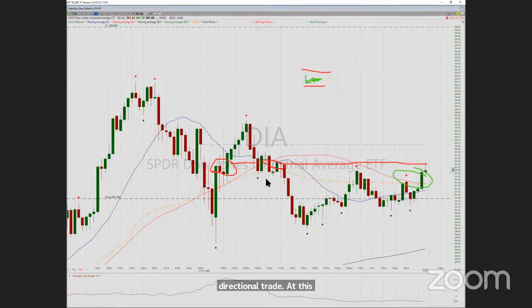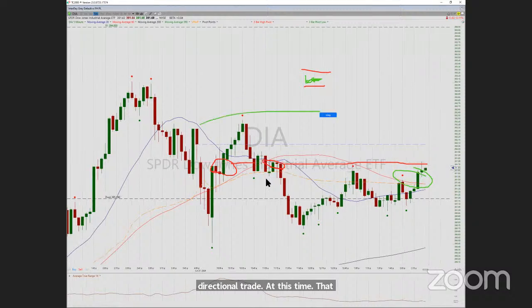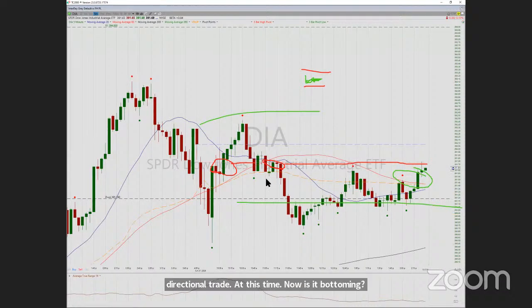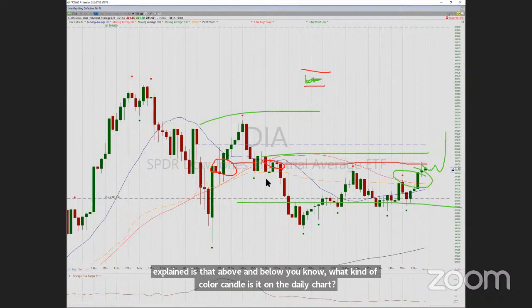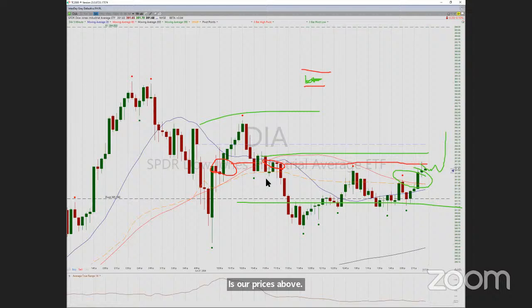Is it bottoming? You got pivot highs, you got pivot lows, resistance right there. Maybe if things could develop here, maybe it gets going again. But what we're looking at here is what I explained. Is it above or below? What kind of color candle is it on the daily chart? Is our price above the open and yesterday's close, or vice versa? Are the moving averages flat? Are they pointed up? Is the 20 above the 60?